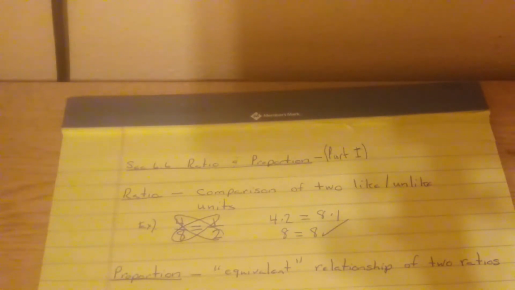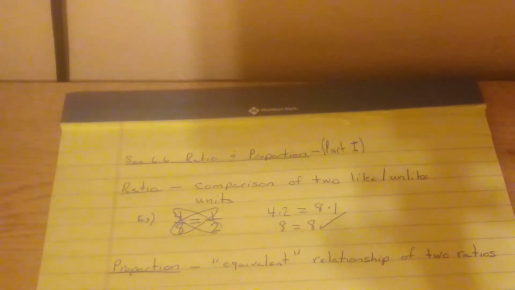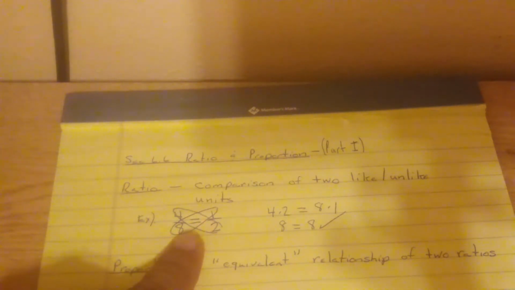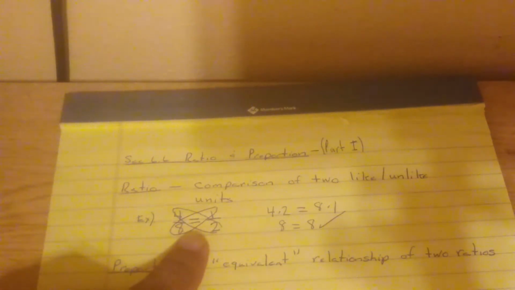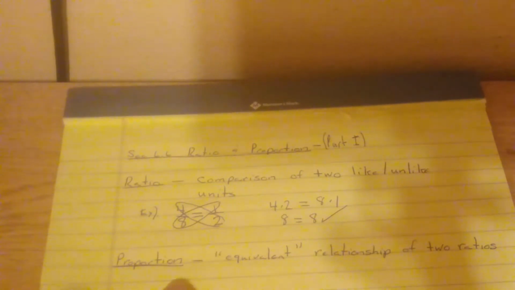So let's test it. 4 times 2 and 8 times 1. If we multiply those two, 4 times 2, that'll give us 8. And 8 times 1, that'll give us 8 as well. Since both of them are equal to each other, we call that proportion, or that they're proportional to each other. This is the reason why we would put an equal sign. It's not because of the value that was equivalent, it's because they're proportionally equivalent.